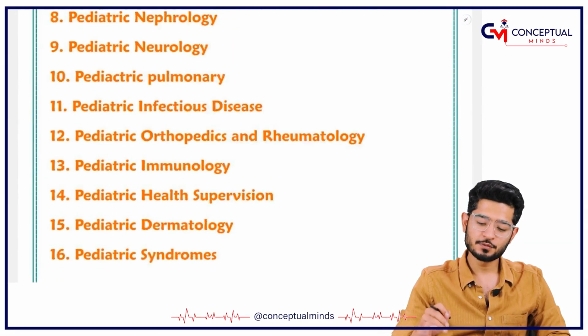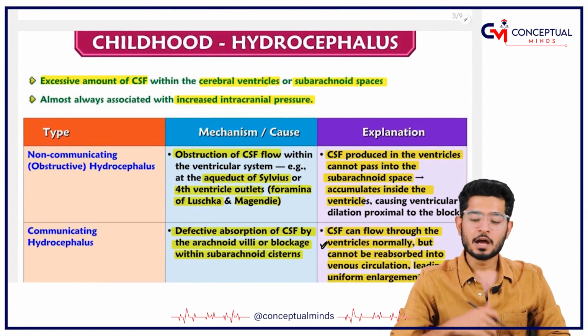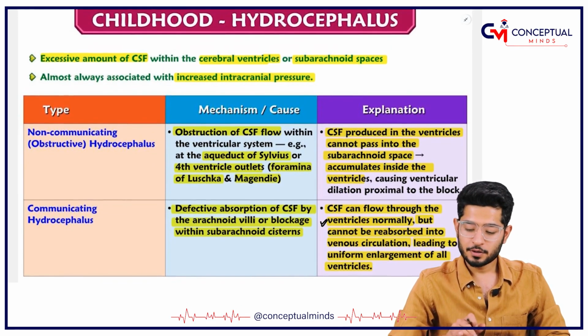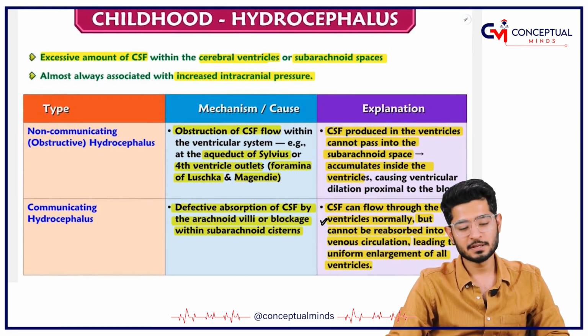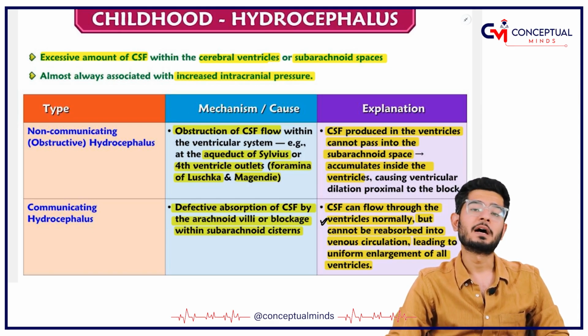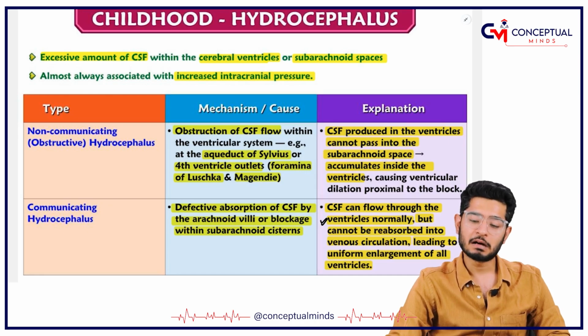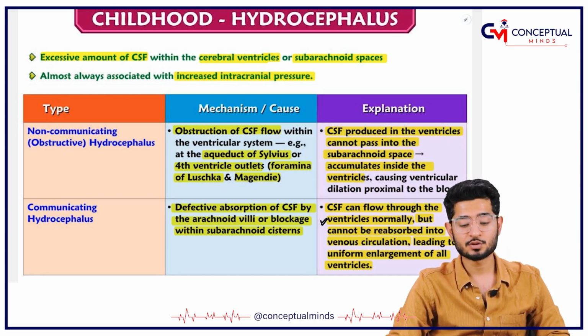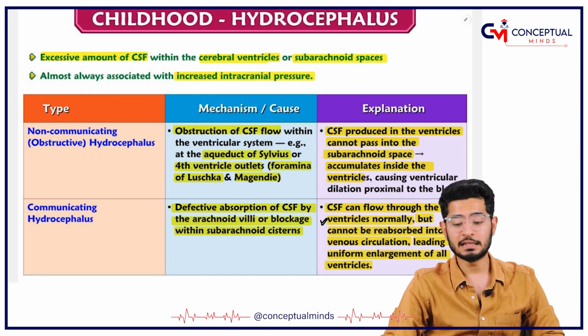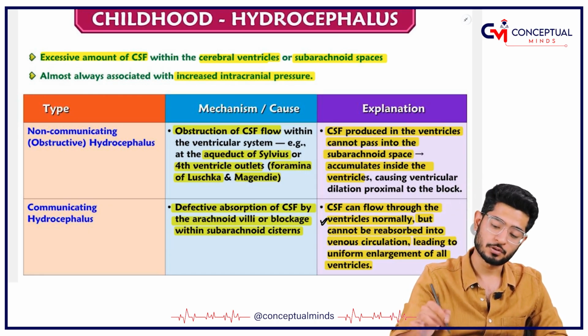The topic of discussion for today is hydrocephalus. I hope you all know that hydrocephalus means there is an excessive amount of cerebrospinal fluid within the ventricles or in the subarachnoid space, because you know that CSF is produced in the ventricles and then travels into the subarachnoid space. So please understand that hydrocephalus is associated with an increase in the intracranial pressure.